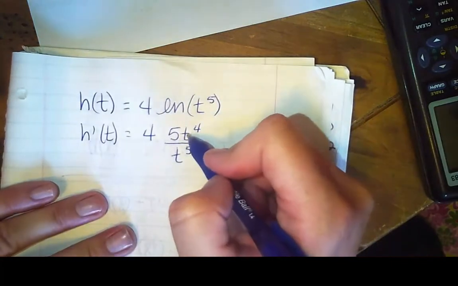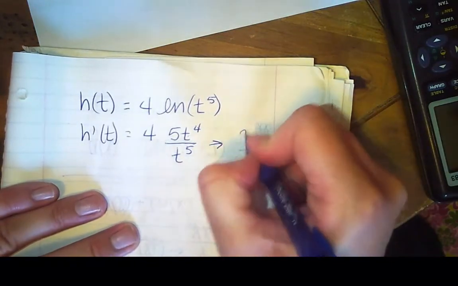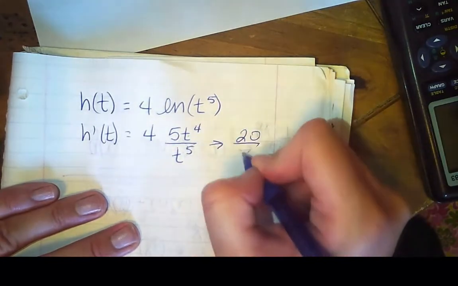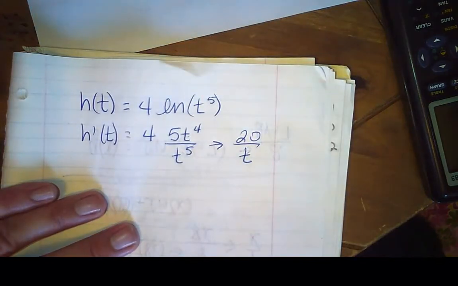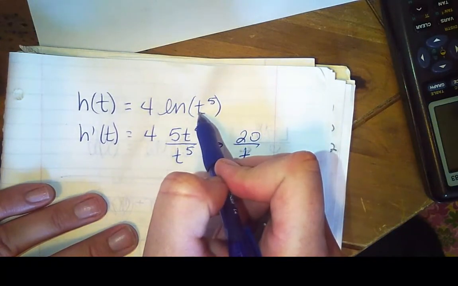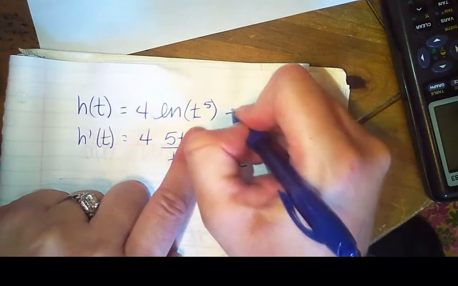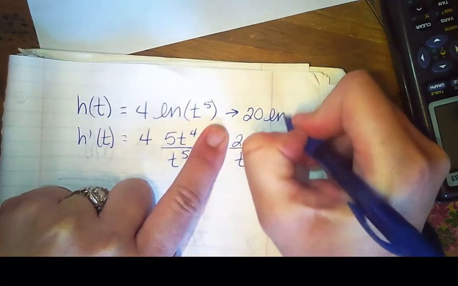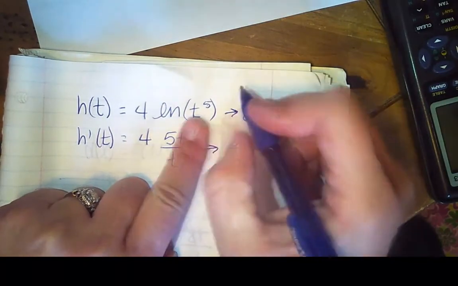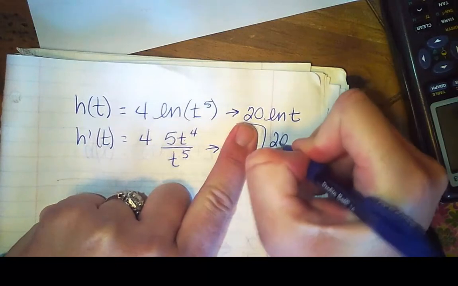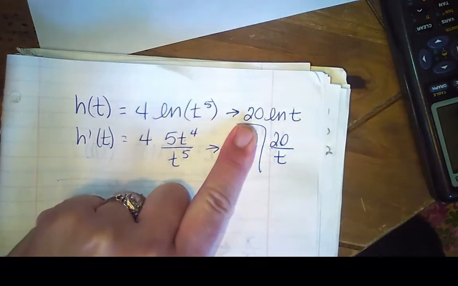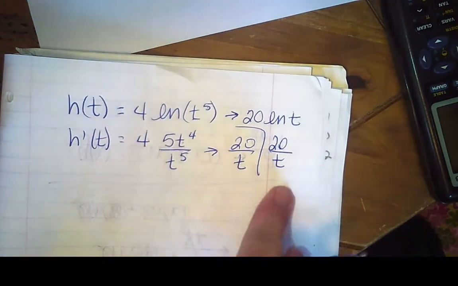Well, when you reduce that, 4 times 5t to the 4th over t to the 5th reduces to 20 over t. So what the heck? What happened to all my t's? Remember, if you've got an exponent attached to your argument, drop it out front as a coefficient. So I could have done 20 times the natural log of t. So this is algebra. I haven't done calculus yet. And then what's the derivative? 20 comes along for the ride, and I've got the derivative of the argument, which is 1, over the argument itself, which is t. So I get the exact same answer.